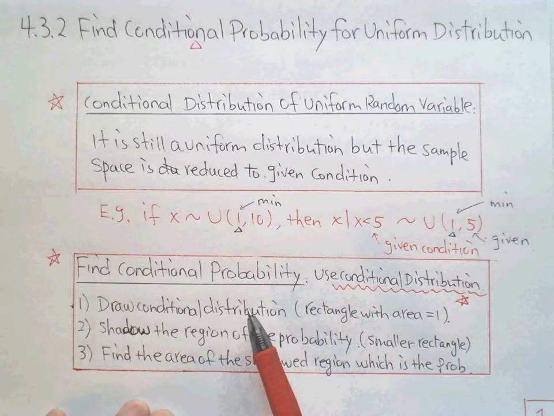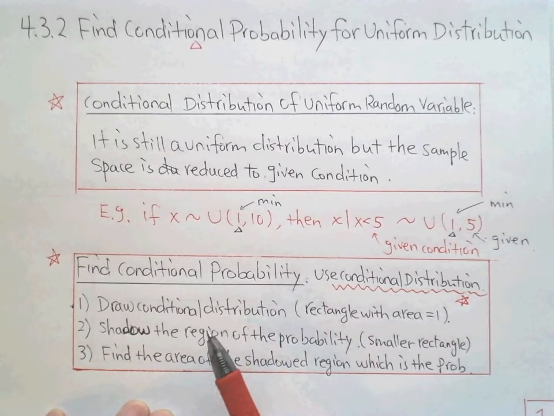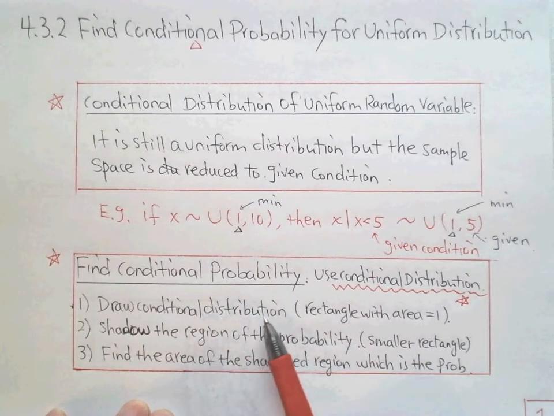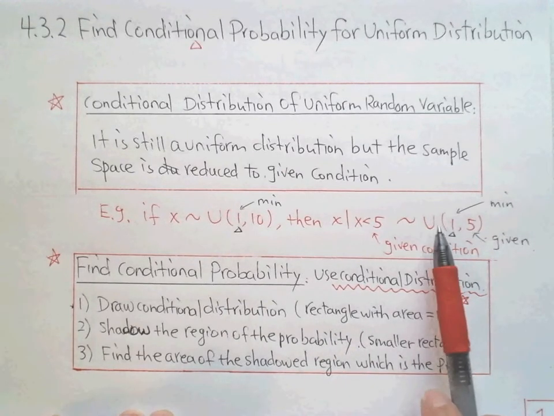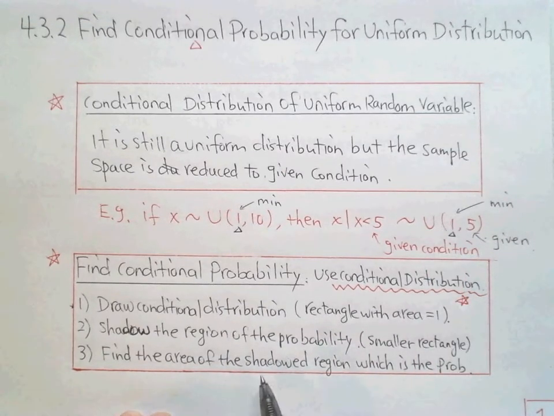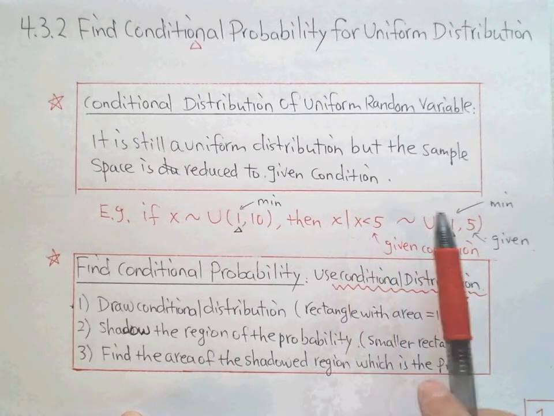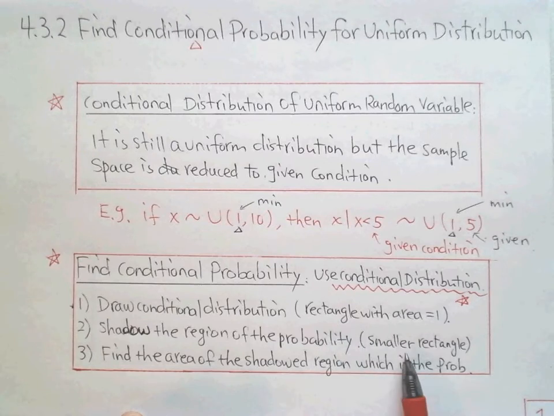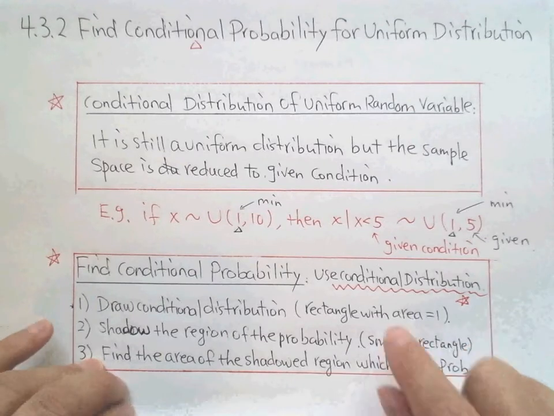We draw a diagram. First, draw the conditional distribution: still a big rectangle with area 1, following your conditional distribution. Then shade the region of your probability, keeping in mind your question. What you get is still a smaller rectangle. The last step is to find the area of the shaded small rectangle. That's the probability. Very, very similar. I'm going to show you 3 examples. Let's look at the first.